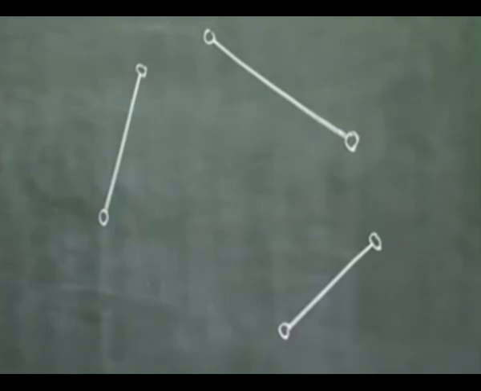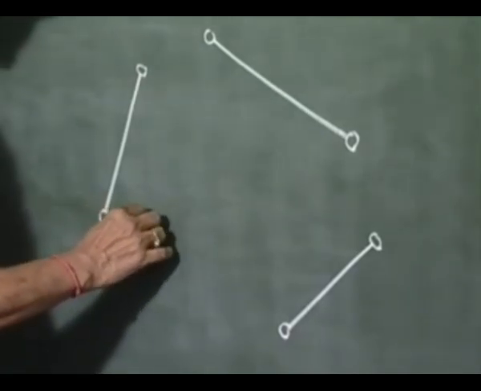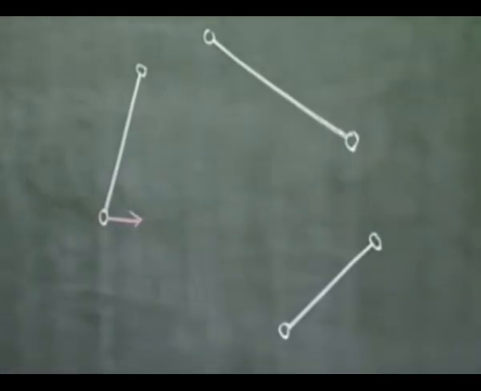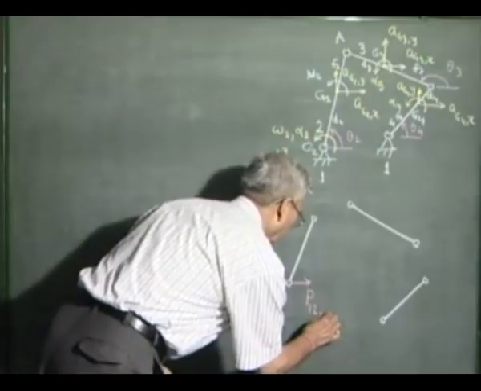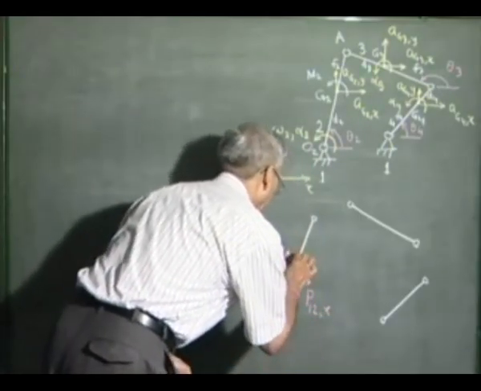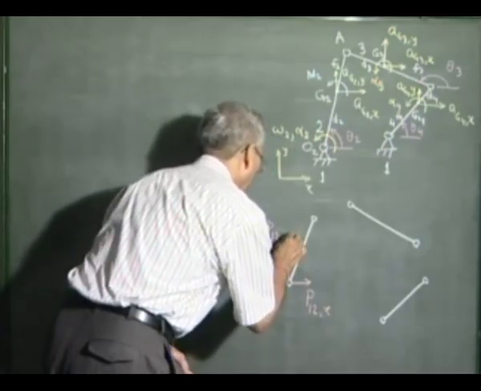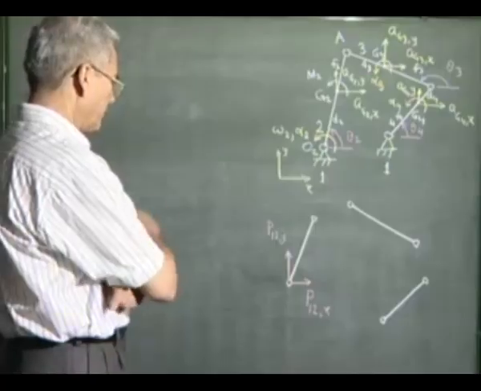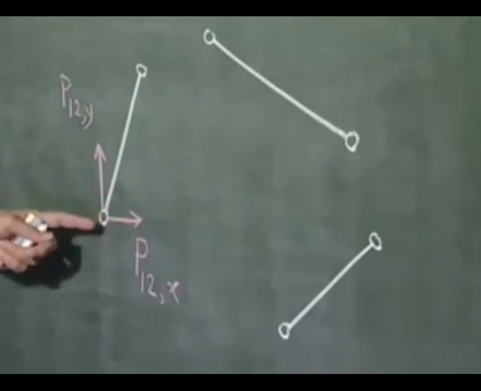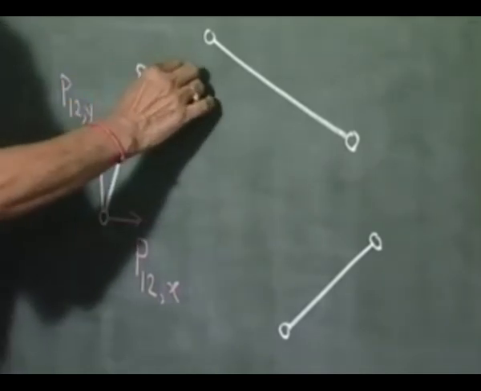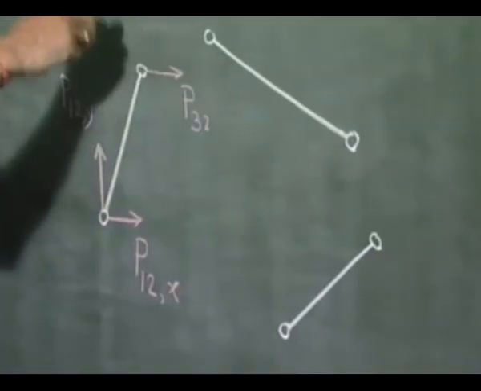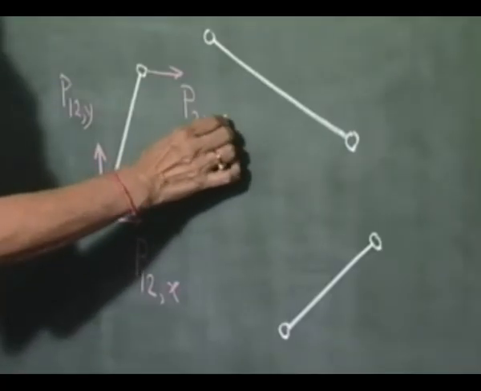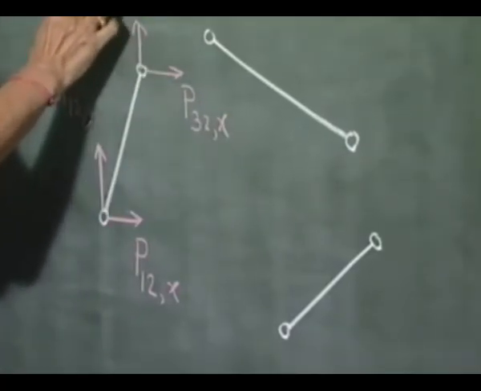And the joint forces, say this particular joint which connects link 2 with link 1, the components of forces be P12x and P12y. It means it is the joint force from link 1 on link 2 in the x direction and y direction. Similarly, we write here P32x, that means force from link 3 on link 2, its component along x, and P32y.